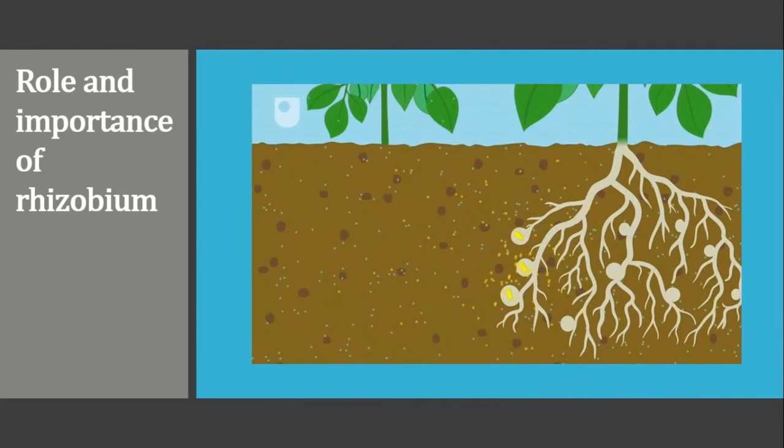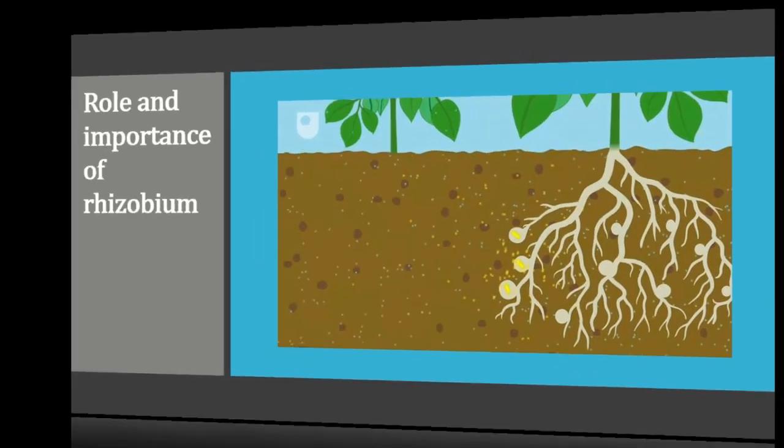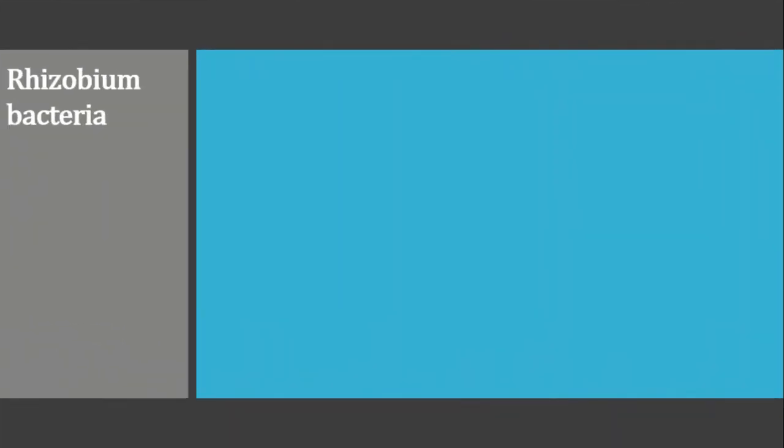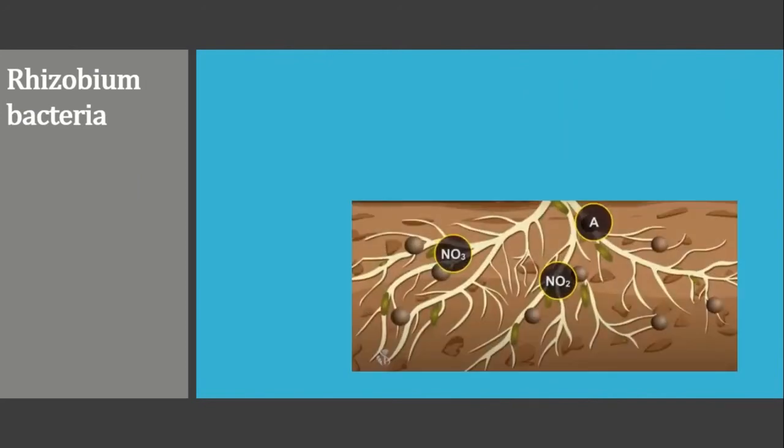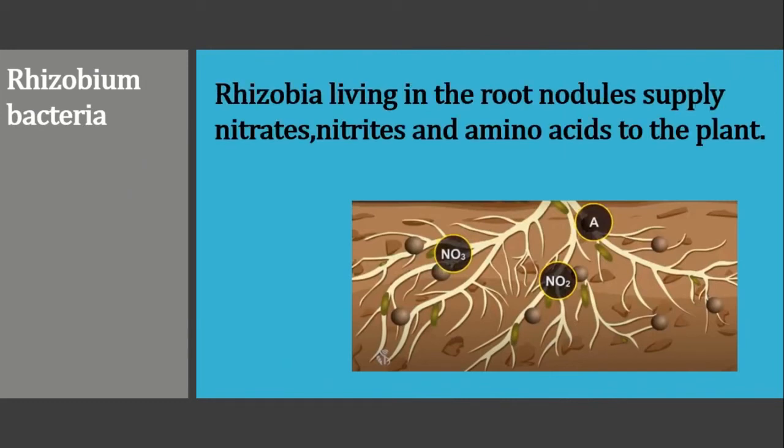Now, let us understand the role and importance of Rhizobium. Rhizobia living in the root nodules supply nitrates, nitrites and amino acids to the plants and in exchange get energy in the form of carbohydrates from it. Such a mutually beneficial relationship is called symbiosis.